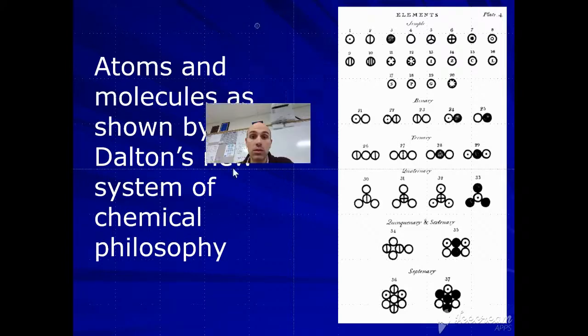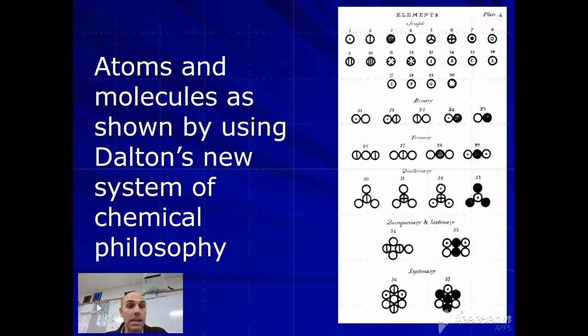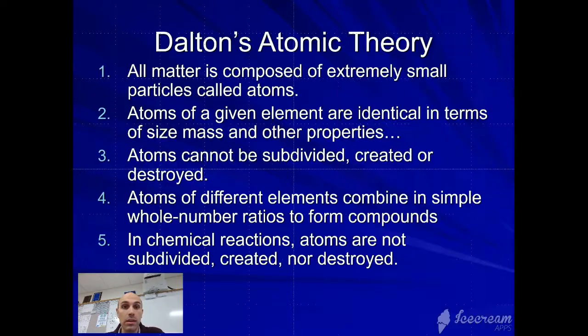And what I would like to show you now, down here again, is Dalton's atomic theory. He had 5 components to the atomic theory. 1. All matter is composed of extremely small particles that we call atoms. 2. Atoms of a given element are identical in terms of size, mass, and other properties, meaning the hydrogen atoms of water, all hydrogen atoms, are identical.